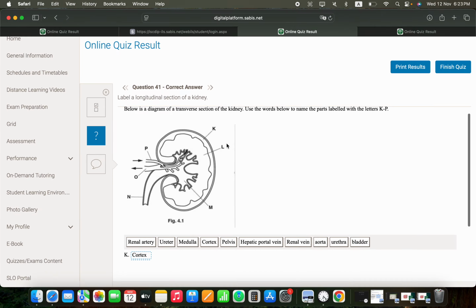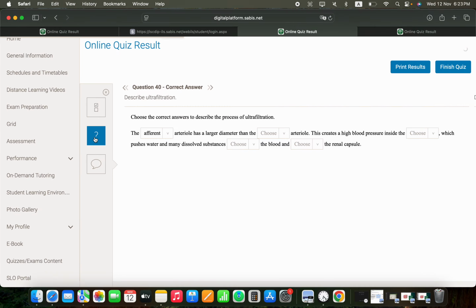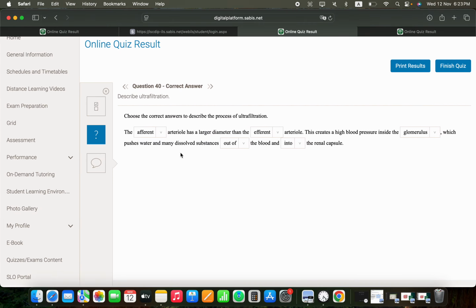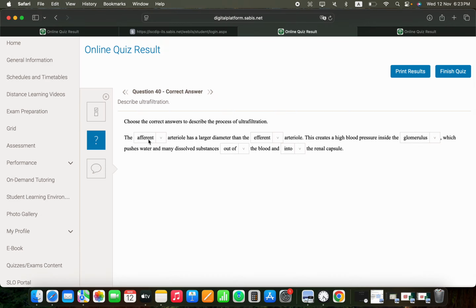Then you have to memorize the cross section of the kidney and ultrafiltration. The afferent arteriole has a larger diameter than the efferent arteriole. This creates a high blood pressure inside the glomerulus, which pushes water and many dissolved substances out of the blood and into the renal capsule.